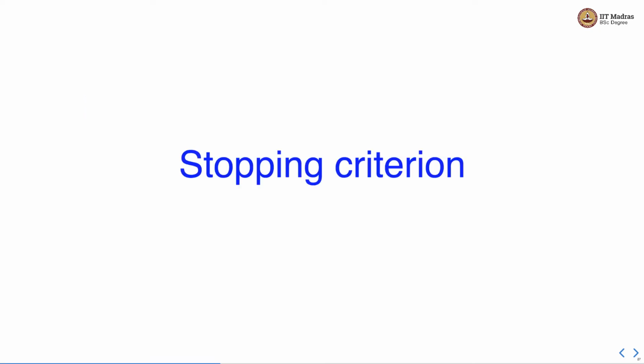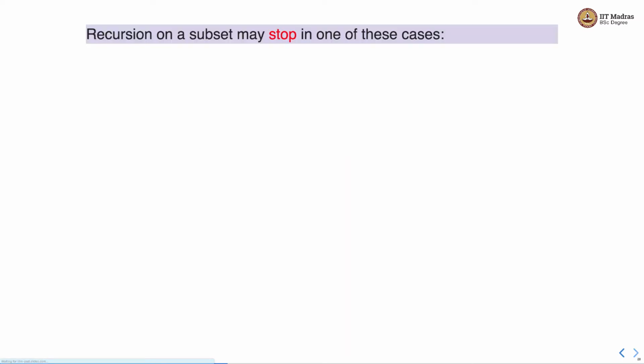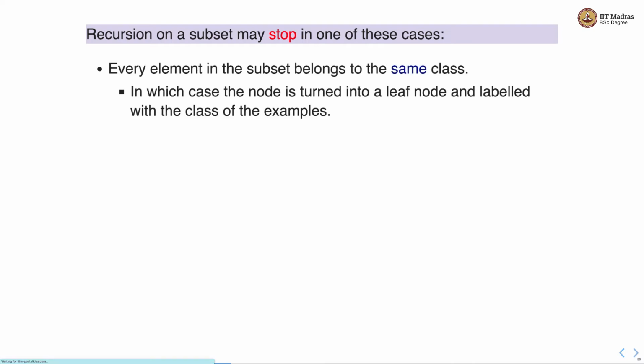Let's also look at what is a stopping criteria. So we keep on building the tree level by level, but we need to stop somewhere, and we will look at what are the stopping criteria. So the recursion on a subset of training examples may stop in one of these cases. Every element in the subset belongs to the same class. In that case, the node is turned into a leaf node and labeled with the class of the examples.